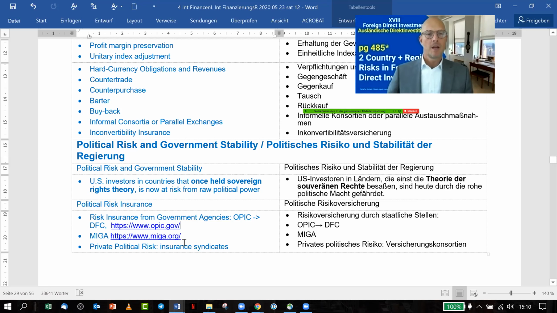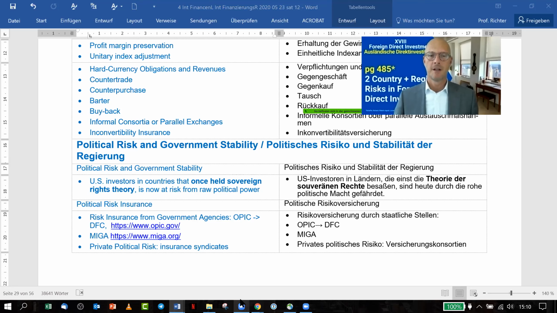Yeah, in America, we have some agency. They're helping to reduce the political risk, so a little bit of risk insurance. And we do this by using some systems. I'm going to show you. Let me share my screen. Wait.